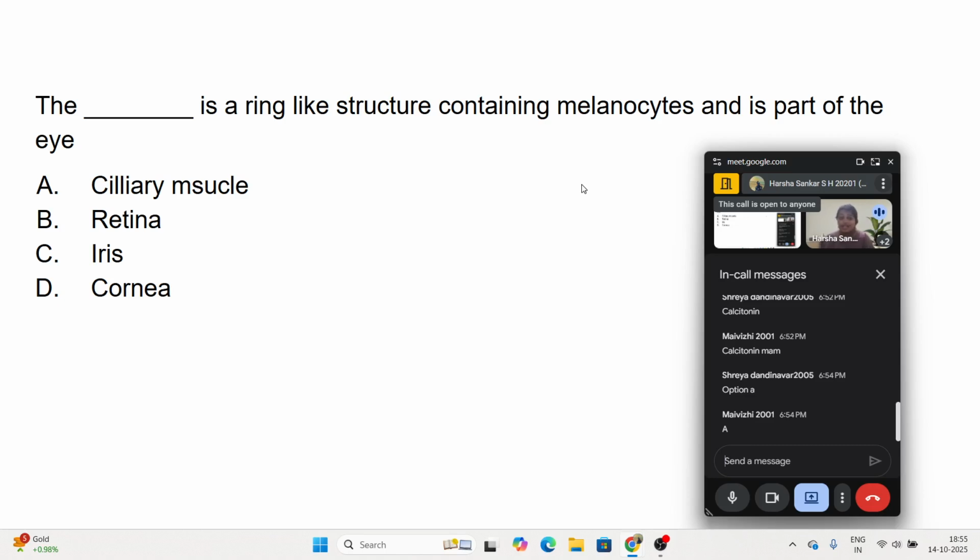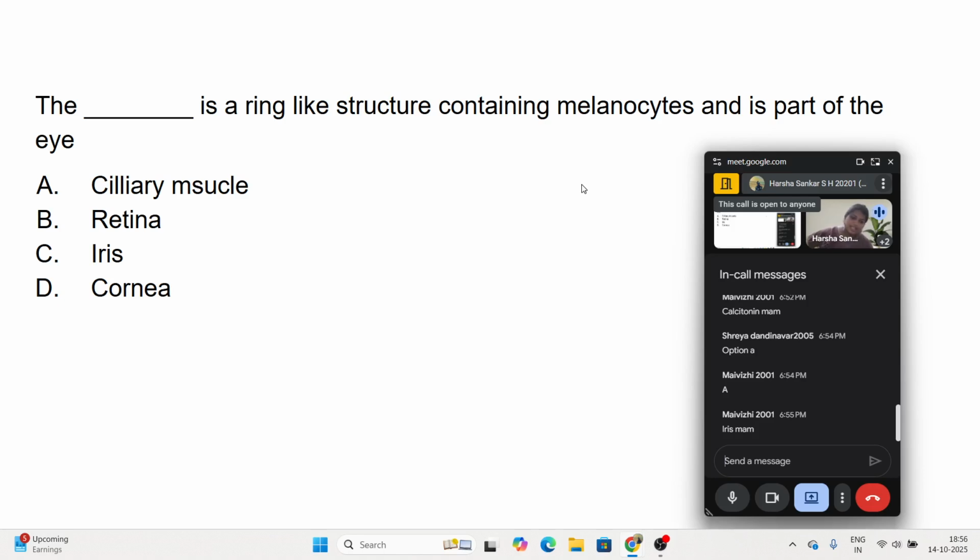Ring-like structure containing melanocytes. Maybe some people have dark pupils, some have blue eyes, some have green eyes. So why those different colors? It is because of melanocytes. The question is where we can see the melanocytes, and they are also giving a clue that the structure looks like a ring-like structure.